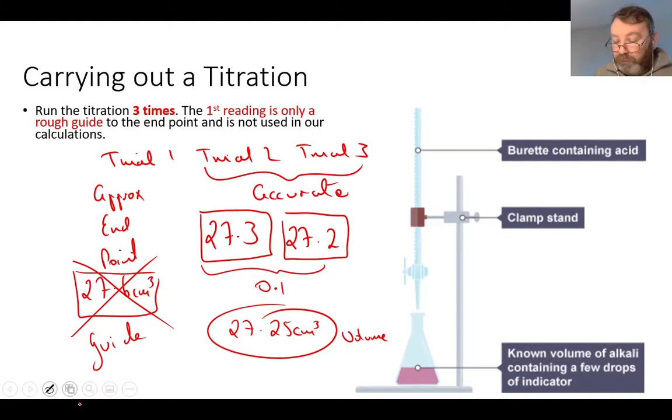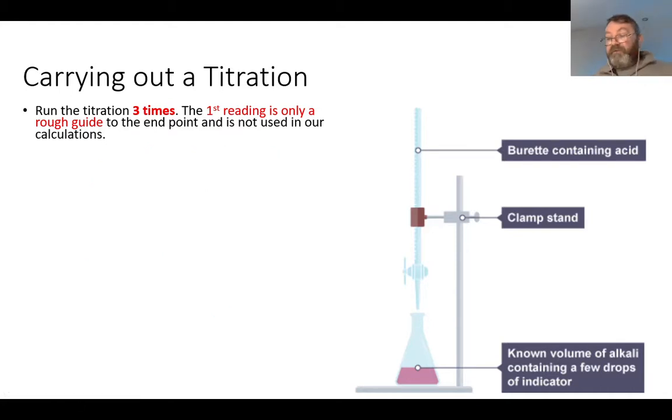So we run it always 3 times in order to try and figure out where is this point of neutralization? Where is the end point of my chemical reaction? The first time we run it, it's a rough estimate. We get an idea. Then the second time, we approach that point carefully till we get a change in color. And then the third time, we try to verify the result of the second time by making sure that the results of the titration are very, very close together. We do not use the first reading, and we use the average of the second and the third.